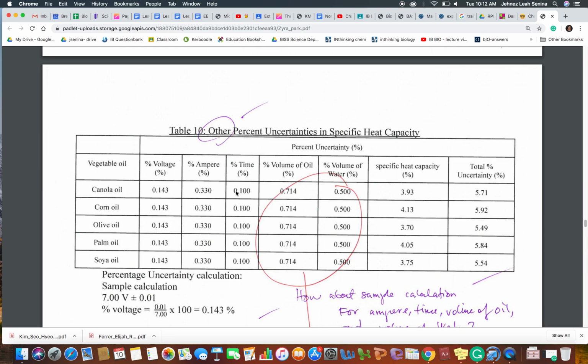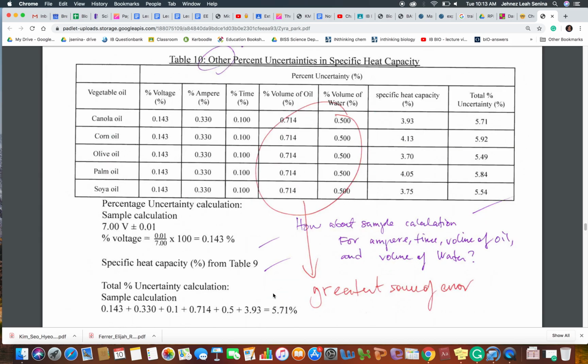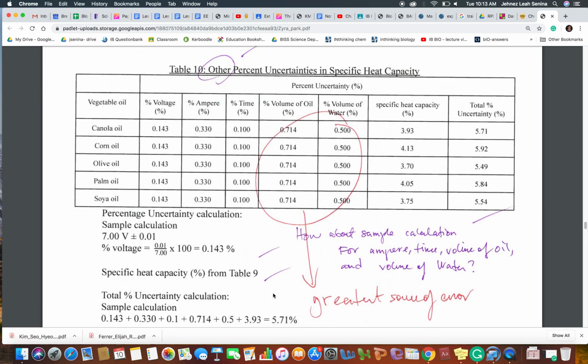Did she have to account for time? Yes. Because you're uncertain also when you record your data, you might be plus or minus, I don't know, 1 second away from when you are supposed to record it. She also added the volume of the sample of the oil that she put here. It's not in the mcΔT formula, so she added that. Even the volume of water, the sample of water here.